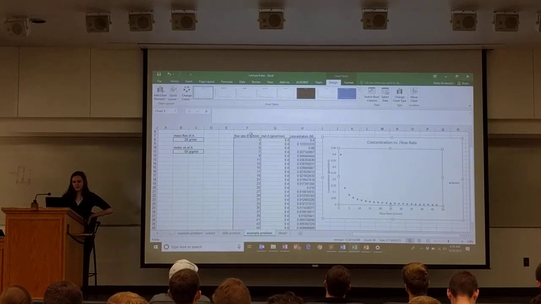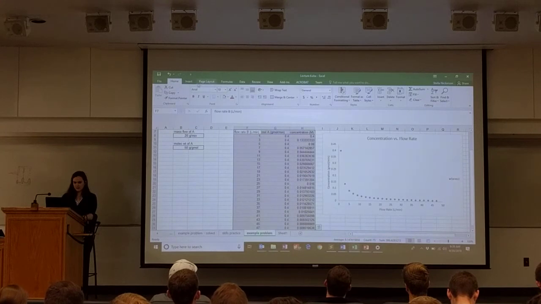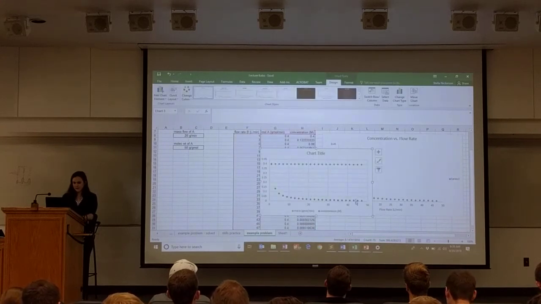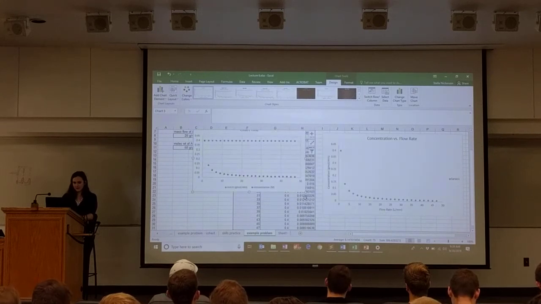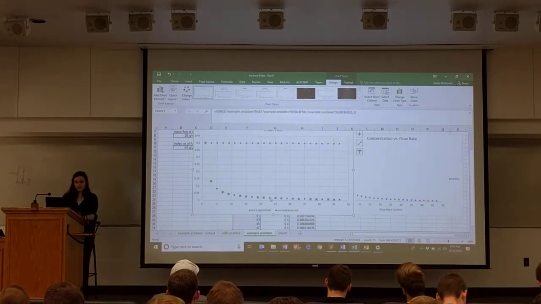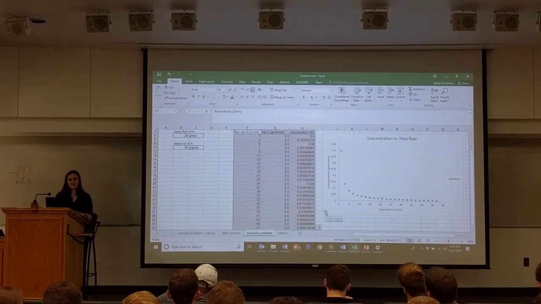Or how about I make a chart with both of these on it? Let's see what that does. All right, see, now we have a chart with both the molar flow rate and the molarity on it. These are in different units, so this is not a great chart, but you can see how that works.